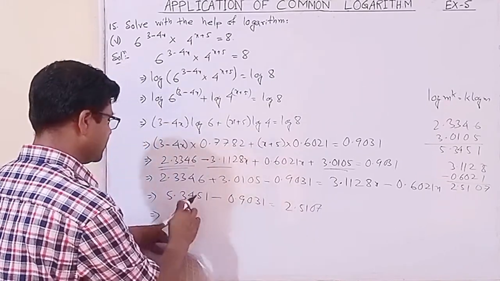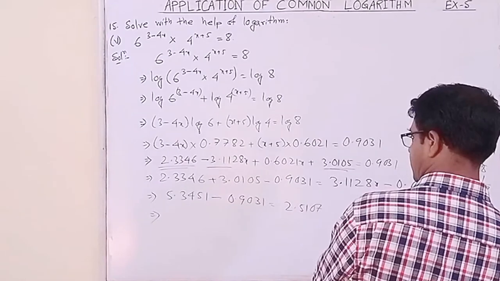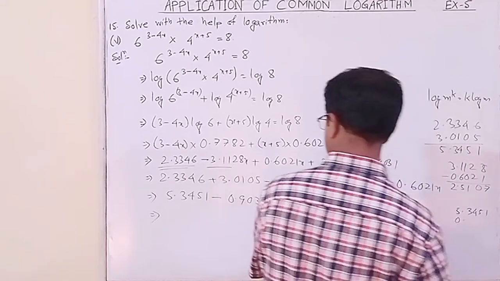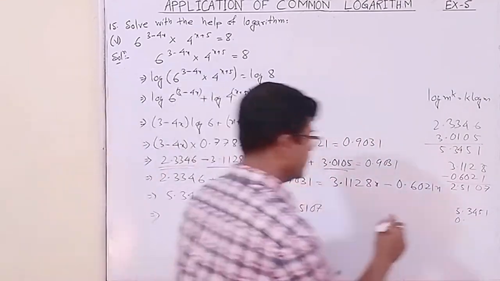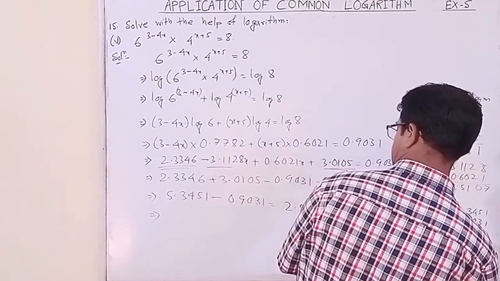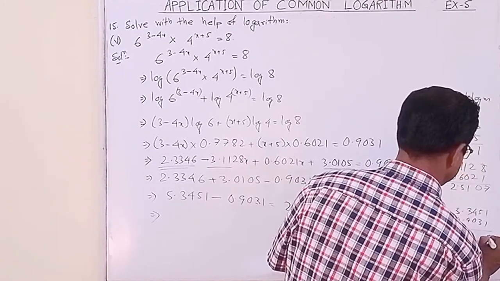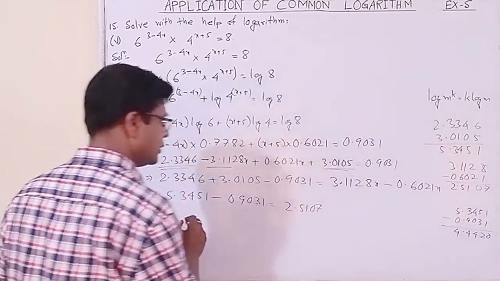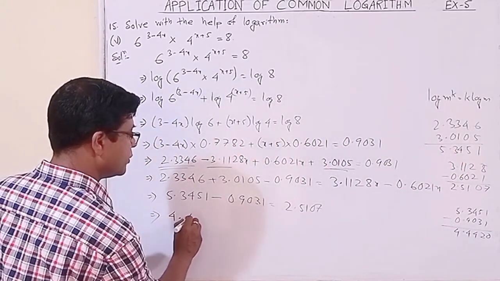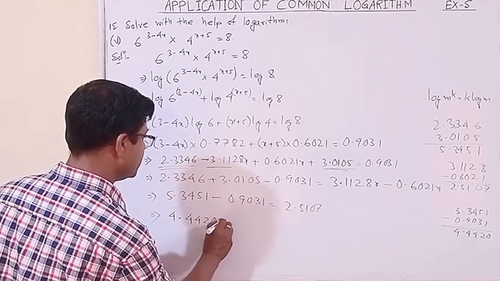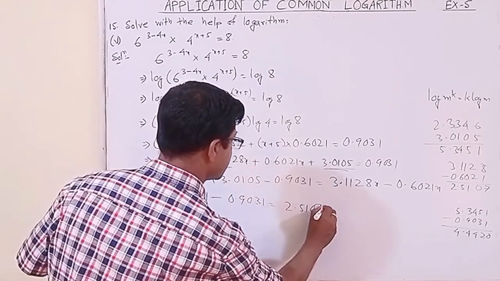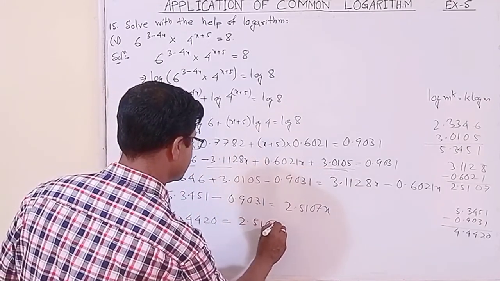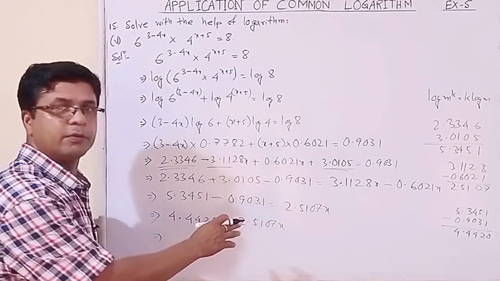Okay, then what we do, let us subtract these two. There is no space, so we have to do here 5.3451, 0 point, this is 9031, 9031, correct. Okay, let us subtract 0.2444, 4.4420. Okay, there is x, equal to 2.5107x. So we are going to find the value of x.